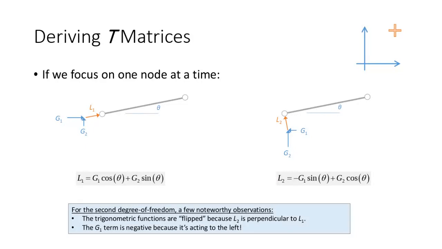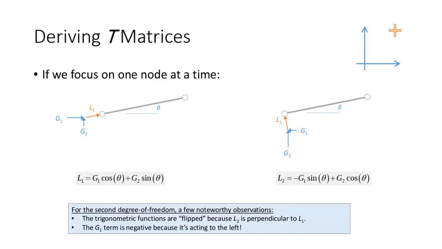So this is basically your T matrix, right? Your local 1 is going to be global 1 times the cosine plus global 2 times the sine, and then local 2 is going to be global 1 times the negative sine and global 2 times the cosine.